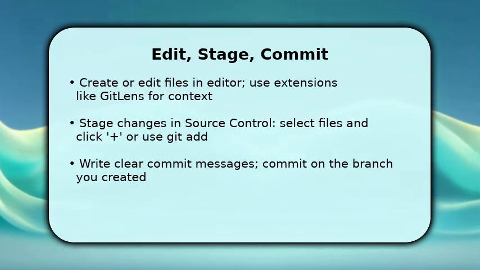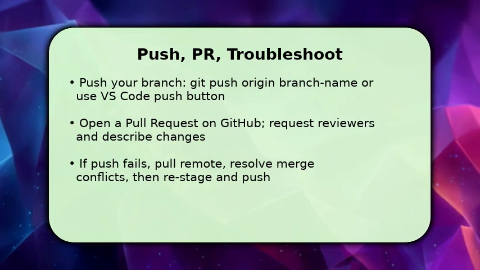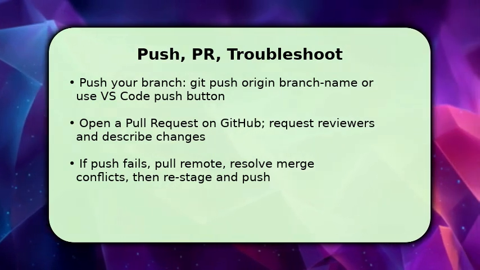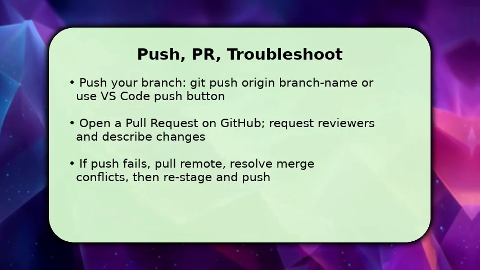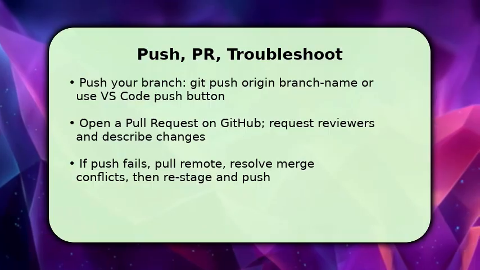You'll finish by pushing and creating a pull request. Push your branch to origin, then open a PR on GitHub and add reviewers, a description, and linked issues. Once approved, merge or follow project merging rules.